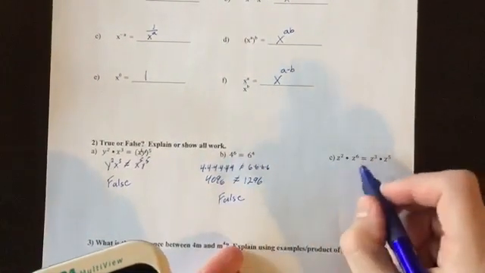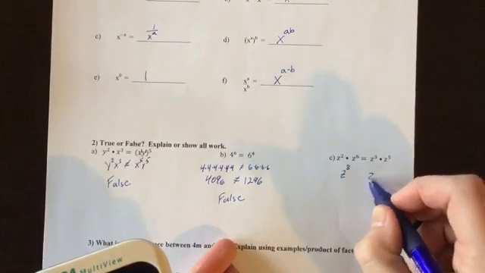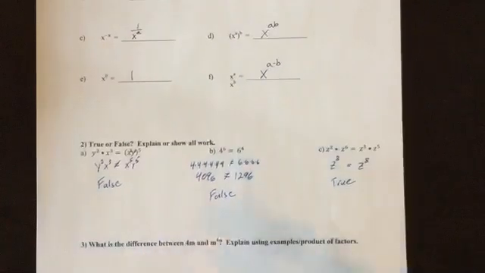Our last one, multiplying with same bases, keep the base, add the exponents. Keep the base, add the exponents. Finally, yay, something is true.